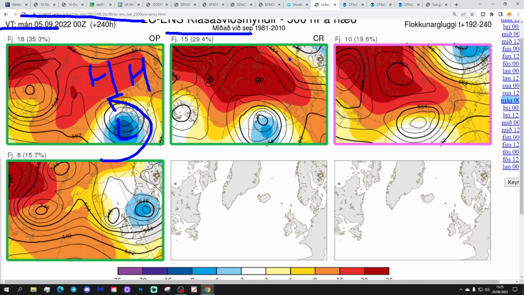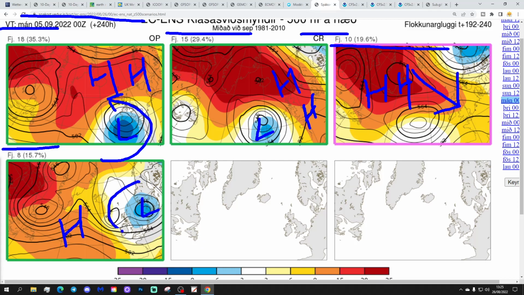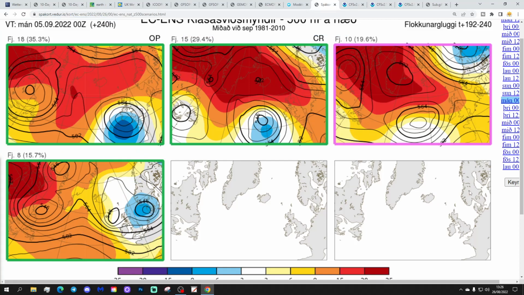15, though, including the control run, have high pressure ridging down from the north into the country, with low pressure further away from us. So that's going to be a drier option, of course. 10, just here, with high pressure away to the northwest, but still sending a ridge into the country. So that's relatively dry as well. And then 8 down here with low pressure just to our east, high pressure out to the west. That's the coolest option. That brings the wind in from the north and is quite unsettled, especially for eastern areas.